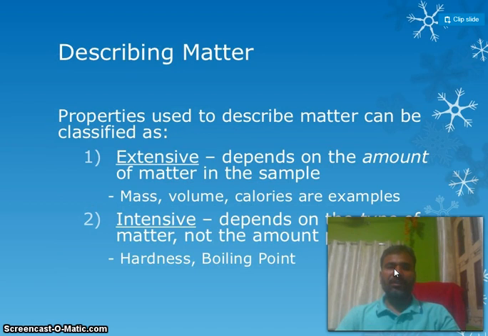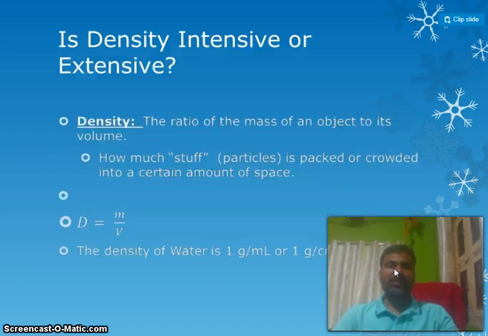Describing matter. Properties used to describe matter can be classified as extensive, which depends on the amount of matter in the substance. Mass, volume, calories are examples. Intensive depends on the type of matter, not the amount present. Hardness, boiling point are examples. Now, is density intensive or extensive? We just have to check it.